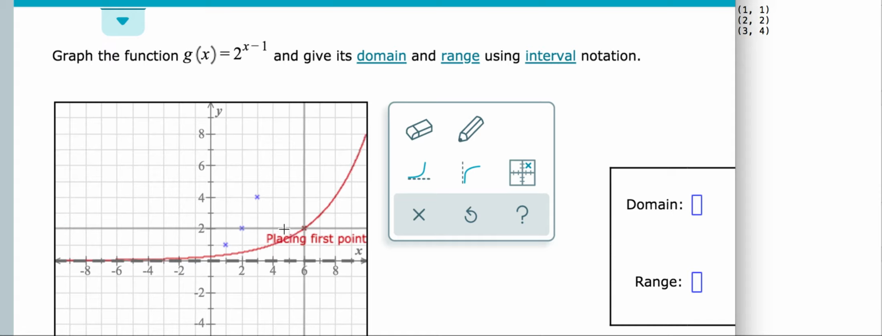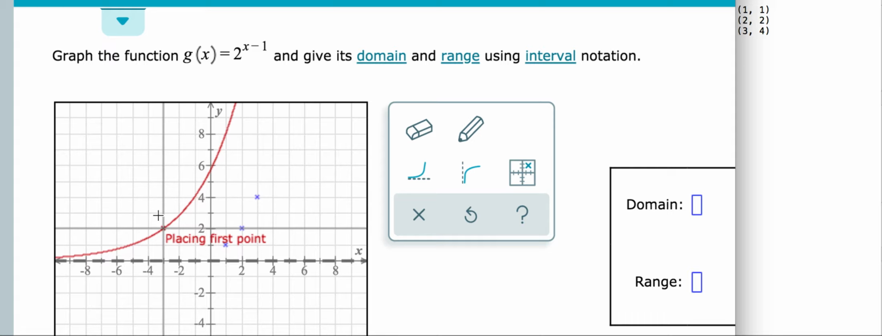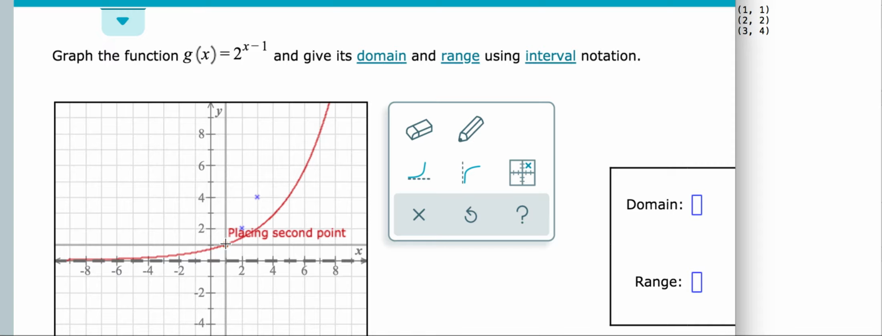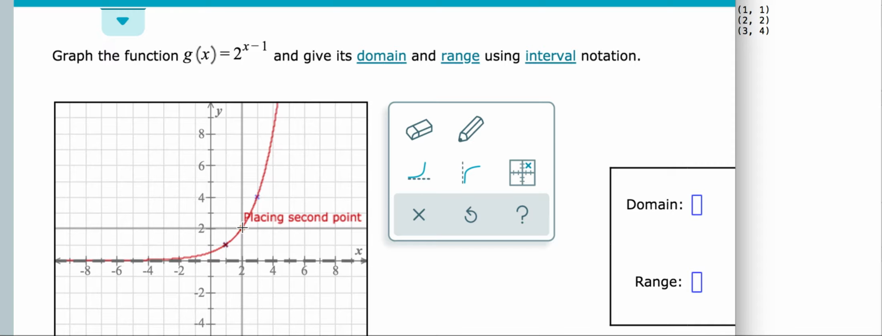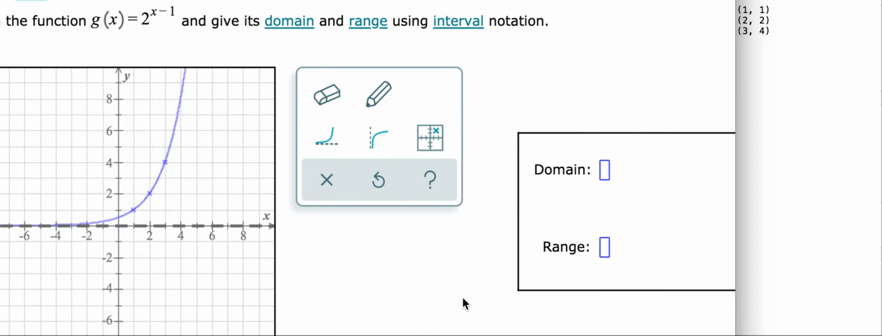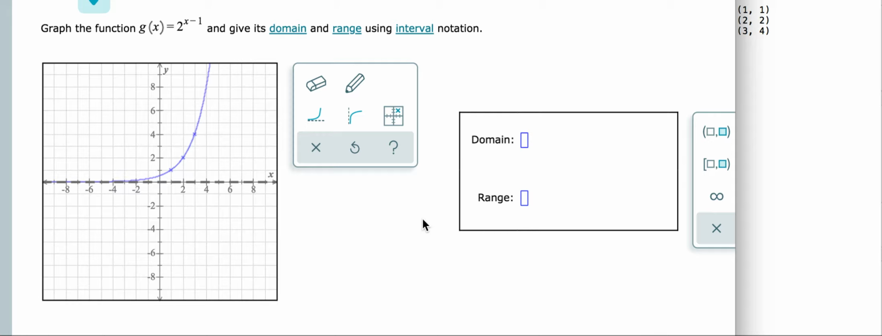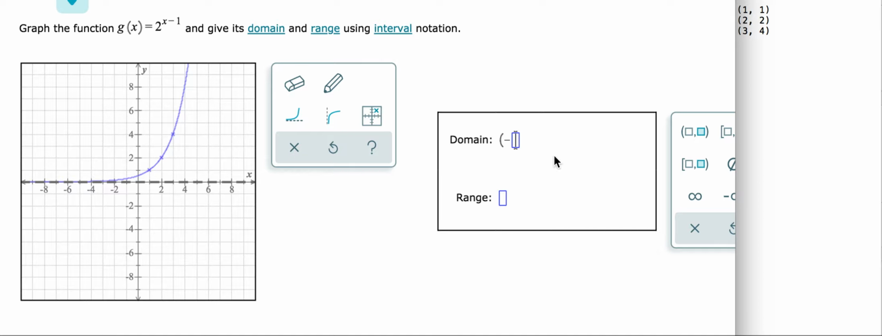And then after you click that horizontal line, you see that Alex says something about placing the first point. So you just click on where that first point was. Then you can click on where that second point was. And then it makes the graph for you. Okay? And so for this part, the domain represents all the x values that are possible. So negative infinity to positive infinity, because the line keeps going infinitely to the left on the x-axis, and it goes infinitely to the right on the x-axis, if you keep drawing that graph.